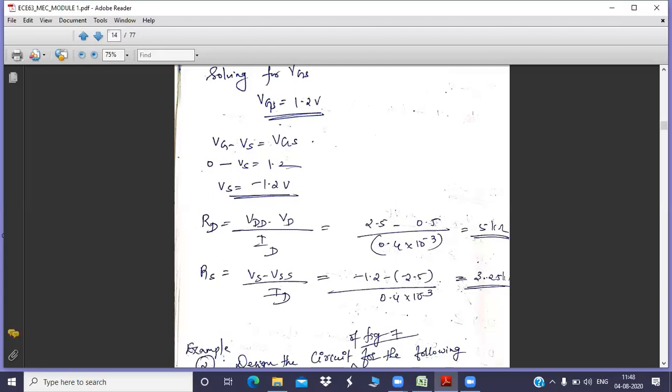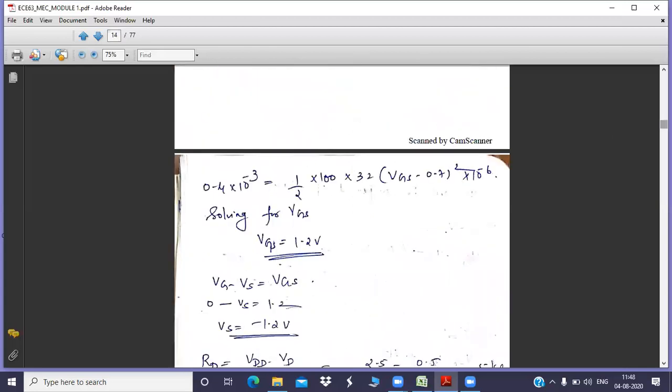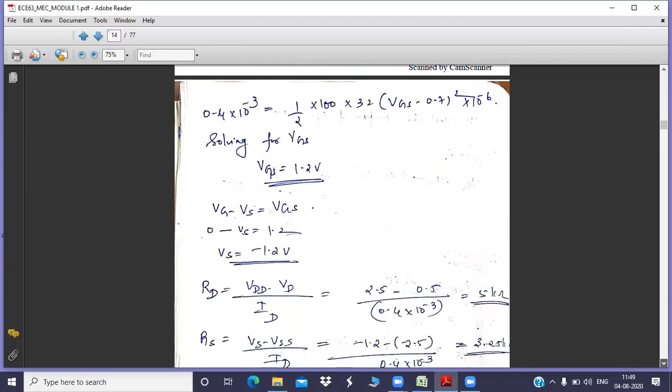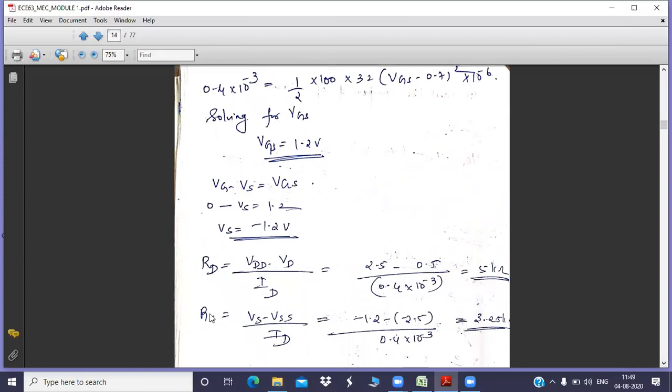I will post in the WhatsApp group how we are going to calculate this VGS for this problem. So you have to study that particular step, and this is going to be common in all the upcoming problems. The same step is applicable to calculate the VGS. Once you have the VGS, then only you will have the VS. Once you have VS, you can find RS, because without knowing VS you can't find RS. Hope you got the concept.